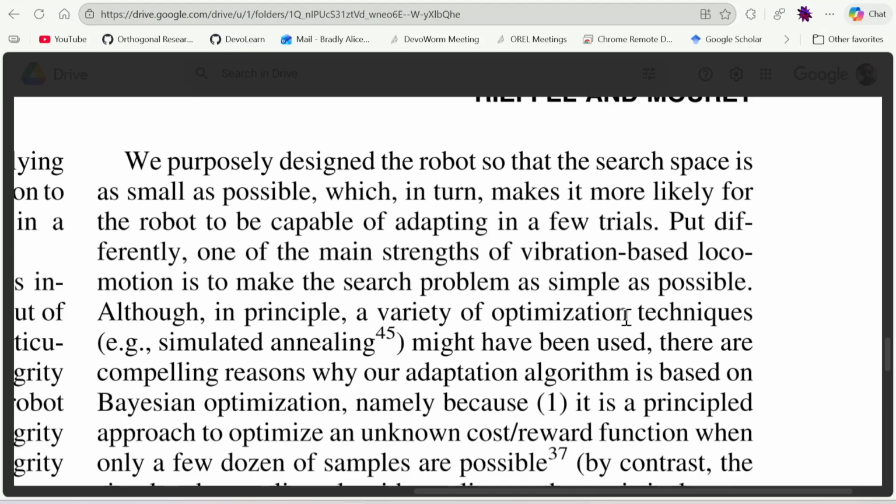In this case, we purposely designed the robot so that the search space is as small as possible, which in turn makes it more likely for the robot to be able to adapt in a few trials. Put differently, one of the main strengths of vibration-based locomotion is to make the search problem as simple as possible. Although in principle, a variety of optimization techniques, such as simulated annealing, might be used, there are compelling reasons why our adaptation algorithm is based on Bayesian optimization.